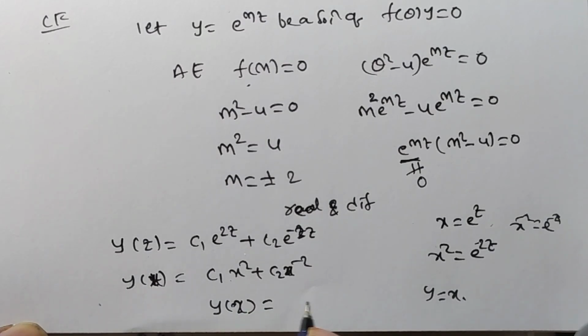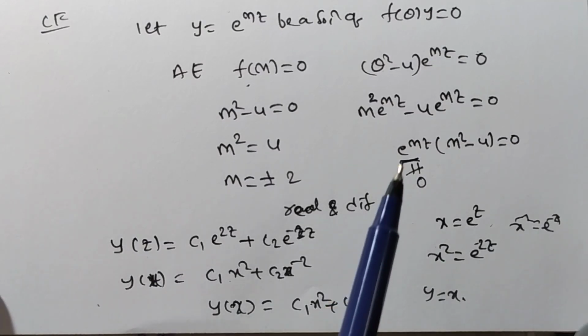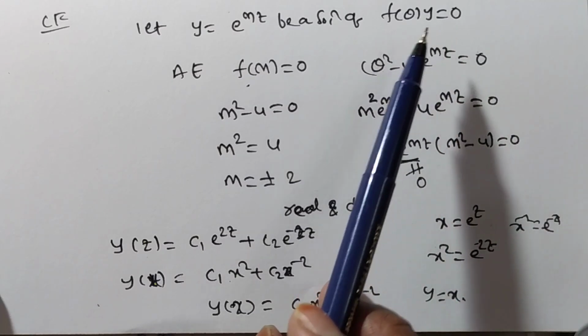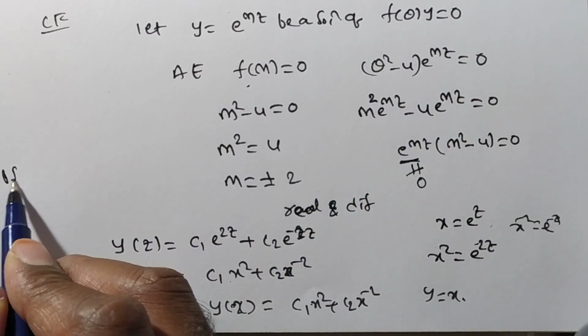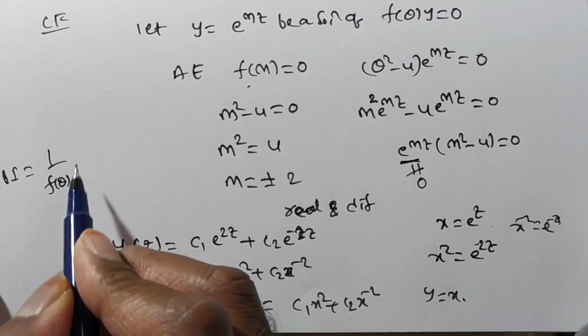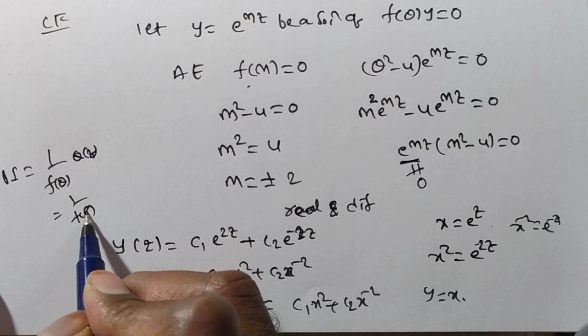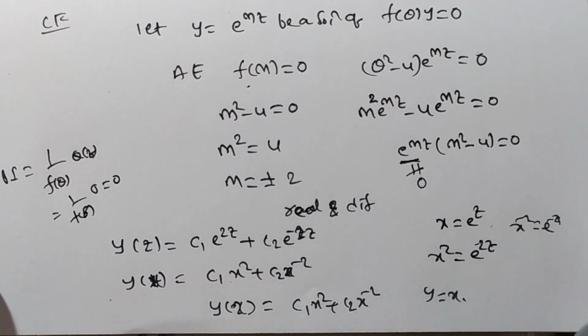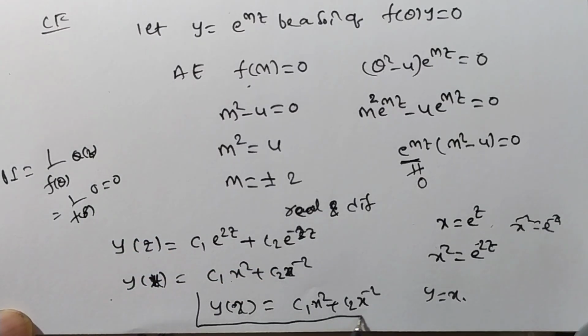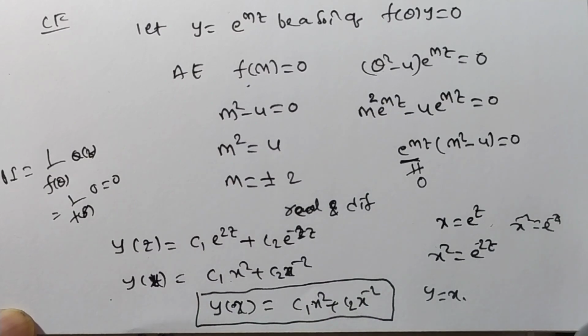What is the final solution? Y of x is equal to complementary function plus particular integral. What is the complementary function you have? c1 x square plus c2 x power minus 2. What is the particular integral? That is 0, because the right side part we have 0, that is why the particular integral will be 0. You see, particular integral we will write as 1 by f of theta into q of z. So 1 by f of theta into q of z is 0. So what you will get as the answer directly? 0. So this is the final solution. Is it clear for everyone how to solve this problem?